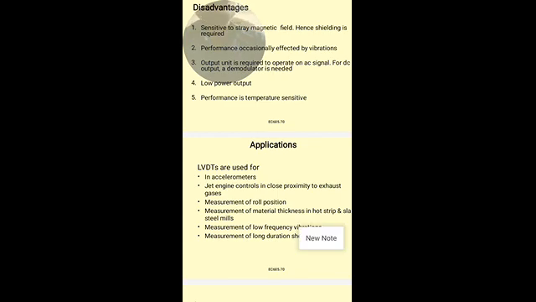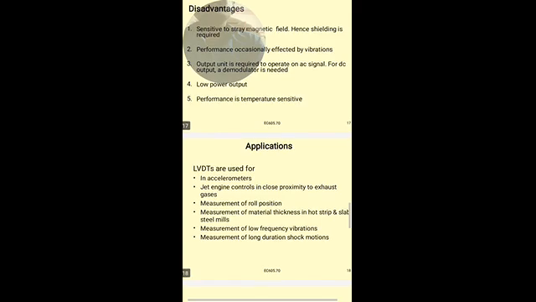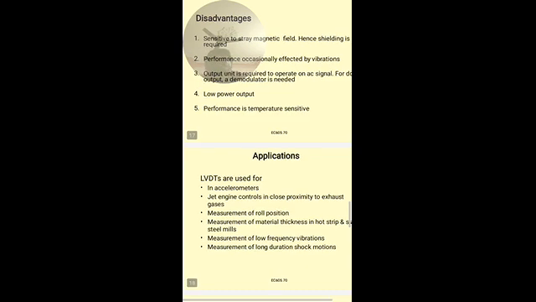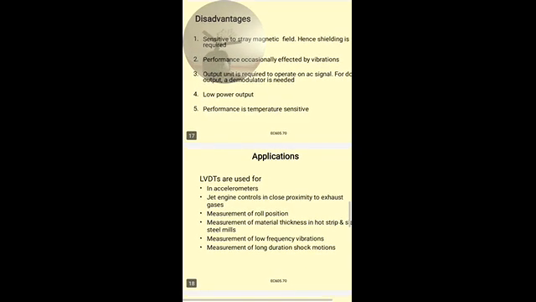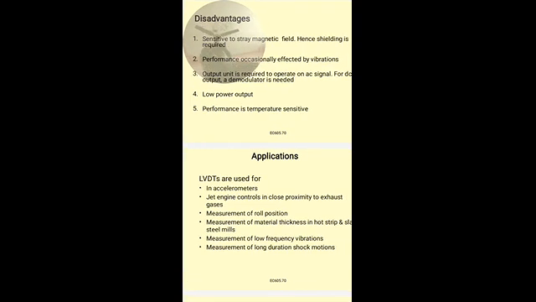LVDT is used in jet engine controls in close proximity to the exhaust gases, which are at high temperature. The movement of the jet engine gas thrusts cannot be identified directly, so we can measure it using LVDT. It is also used for measurement of material thickness in hot strip or slab steel mills.